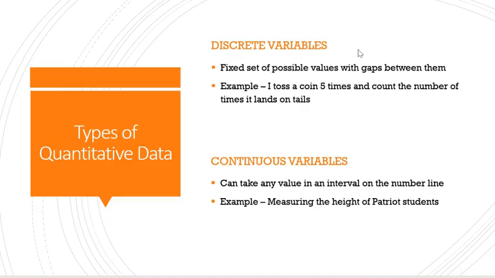It can't land on tails 2.47 times, right? So there's only those values that can't be anything in between them. Whereas continuous variables can take any interval. So if I'm measuring the height of you guys, someone could be 64 inches, they could be 64.1 inches, they could be 64.2, 64.3. It's a continuum, all right? It doesn't have specific numbers and can't be anything in between them, okay?